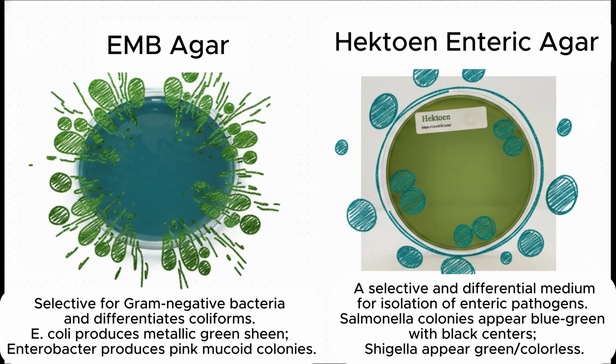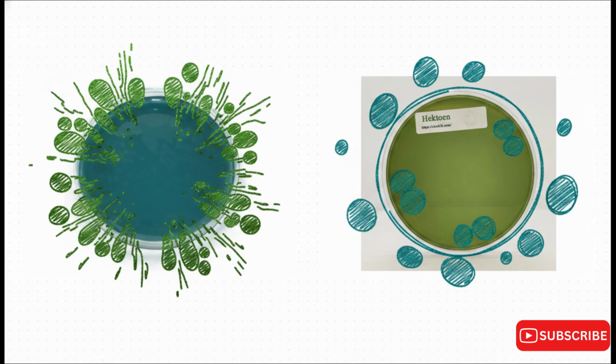On the left, we have eosin methylene blue, or EMB agar, which has this deep teal color. When E. coli grows on this specific agar, it produces a really distinct, beautiful metallic green sheen. On the right is Hektoen enteric, or HE agar, featuring an olive green base. We use this one to hunt for enteric pathogens. So for example, Salmonella, when it grows here, is going to show up as these striking blue-green colonies.